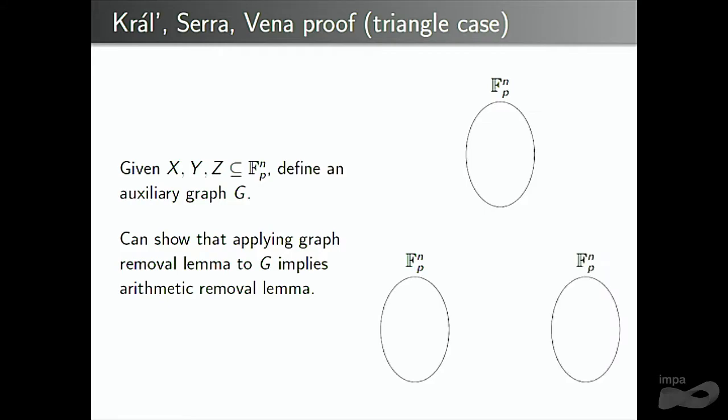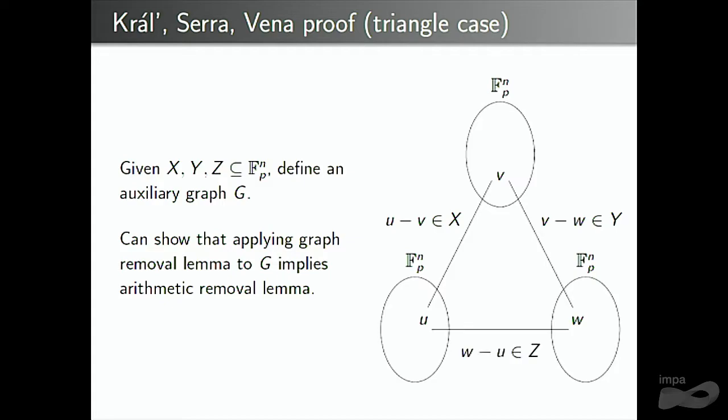You take 3 sets, each of which we're thinking of as the 3 sets of vertices, each of which corresponds to F_p to the n. And now the way we take edges, so between the first 2, we connect u and v if u minus v is in X. Between the second 2, we connect v and w if v minus w is in Y. And between the third pair, we connect 2 points if w minus u is in Z. And then you can check that triangles in X cross Y cross Z correspond to triangles in this graph. And then with a little work, you can obtain the arithmetic removal lemma.